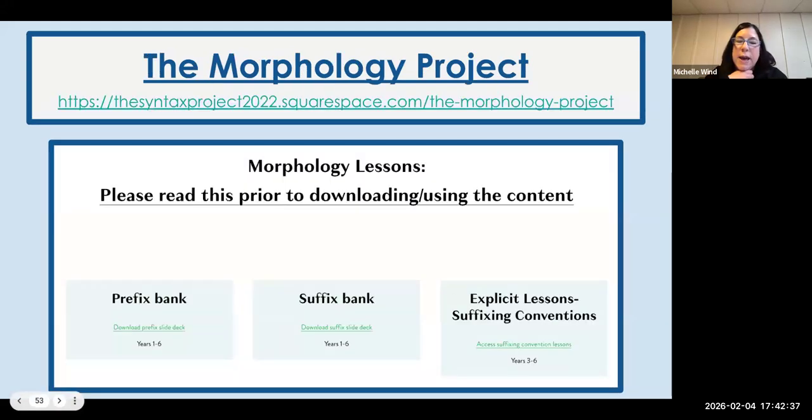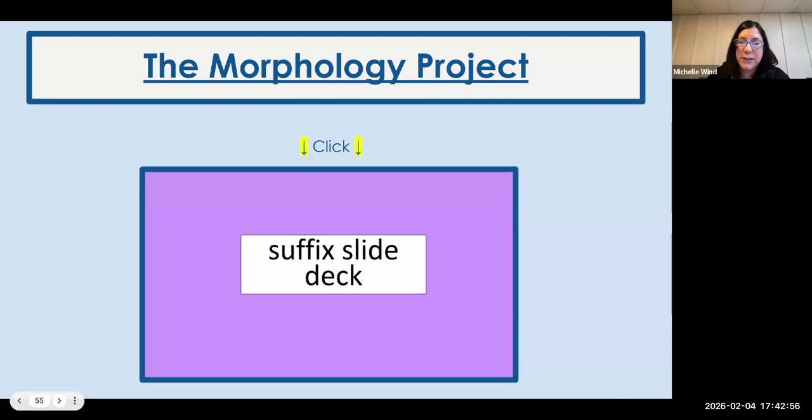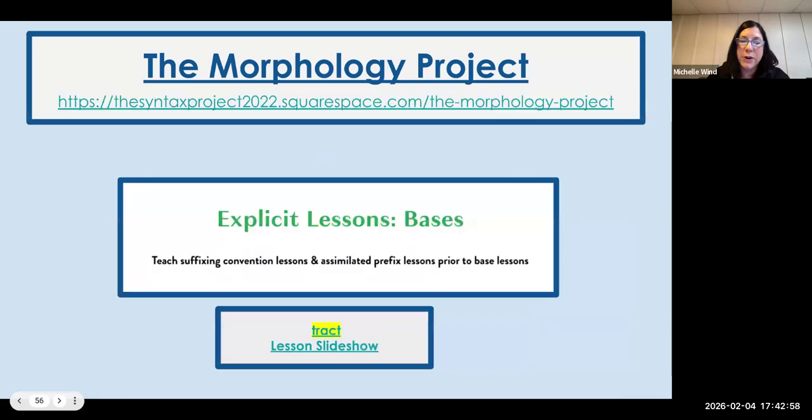And is anyone familiar with the Morphology project? They have a bank of digital, like Google Slide lessons already made, very basic, but it would be a really great way to get started if you don't have resources that you can use. And that's from the Morphology project. It's a prefix deck, a suffix deck, and here's an example of one of the lesson plans for it.